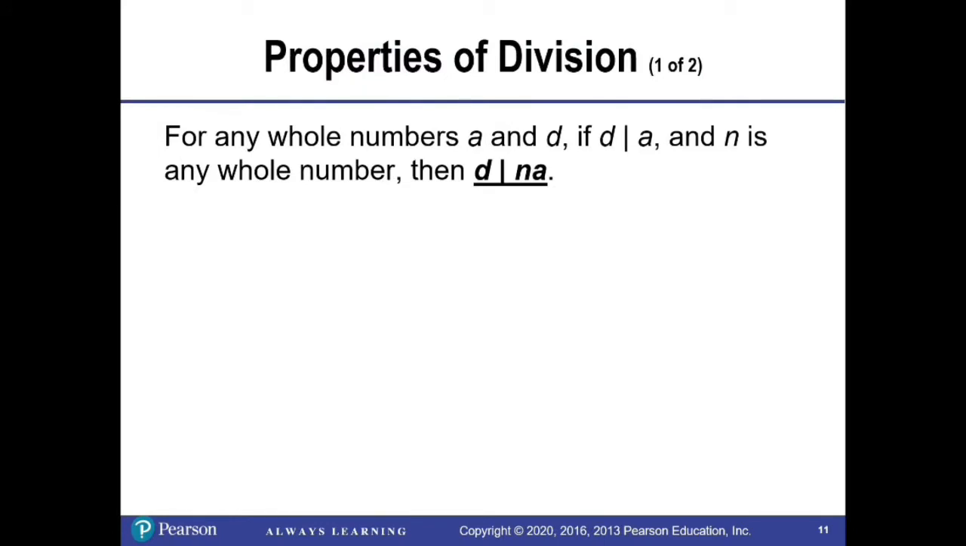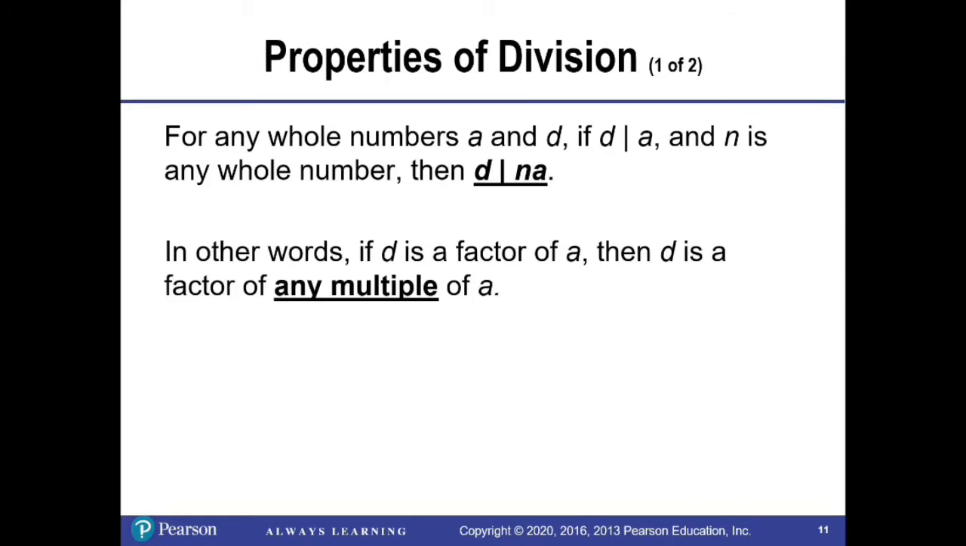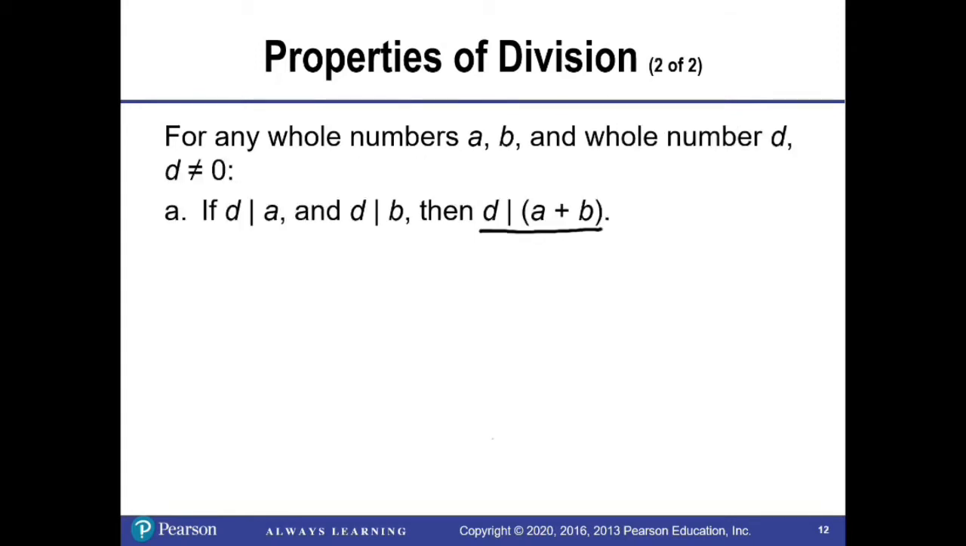Let's look at some properties of division. If d divides a and n is a whole number, then d divides n times a. In other words, if d is a factor of a, then d is also a factor of any multiple of a. Another property of division: if d divides a and d divides b, then d divides the sum of a and b. However, if d does not divide a or d does not divide b, then d does not divide the sum.